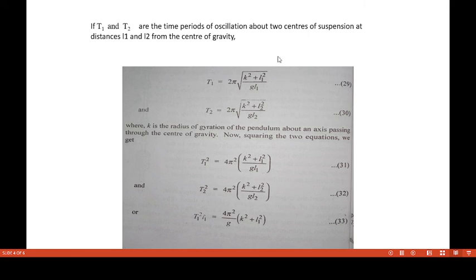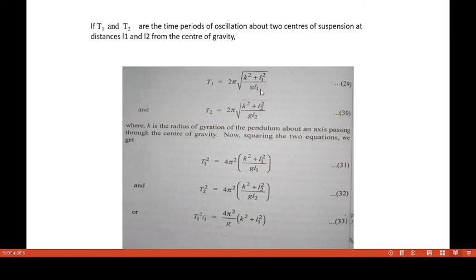So if T1 and T2 are the time periods of oscillation about two centers of suspension at distances L1 and L2 from the center of gravity. Okay. So T1 and T2 are the time periods of oscillation about the two knife edges K1 and K2, and the distance of K1 from the center of gravity is L1 and the distance of K2 from the center of gravity is L2. Now the T1 is given by 2 pi root over (K square plus L1 square) upon G times L1.